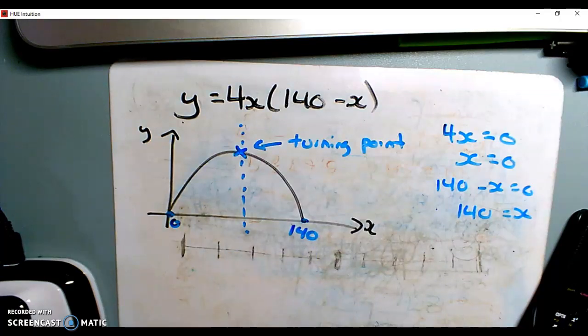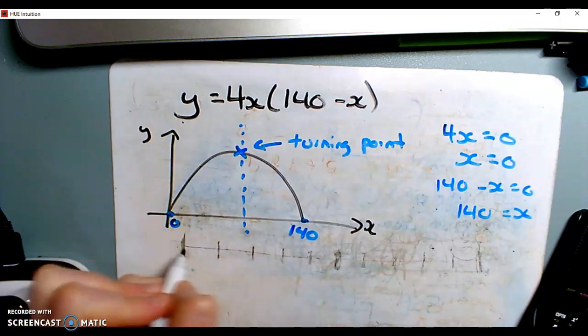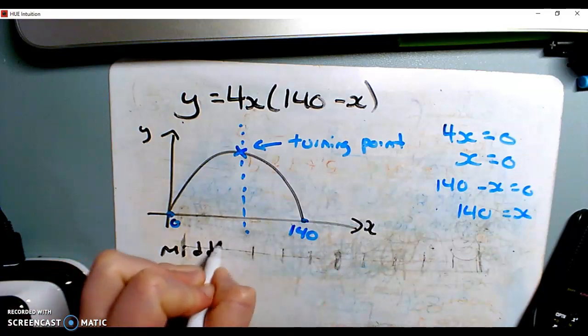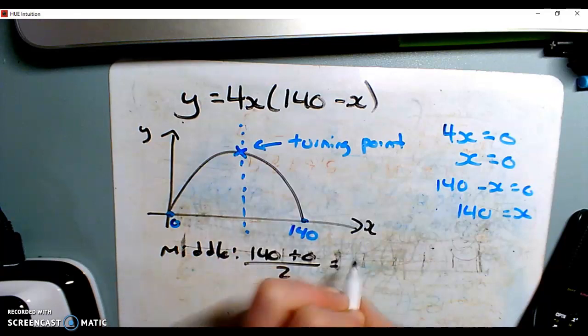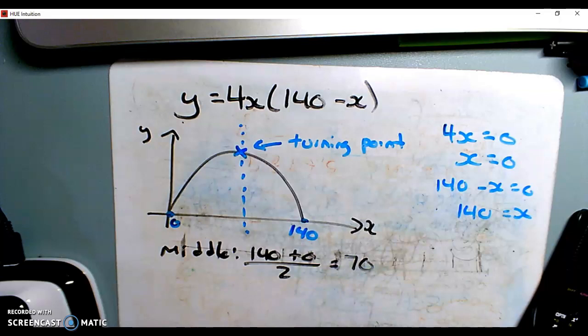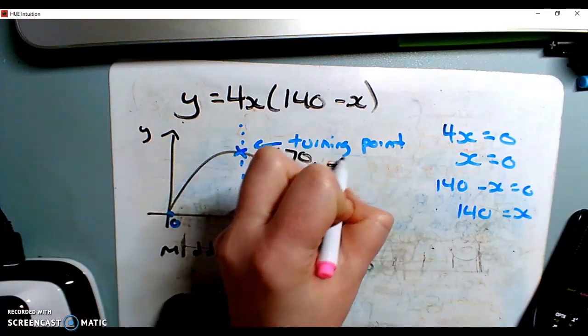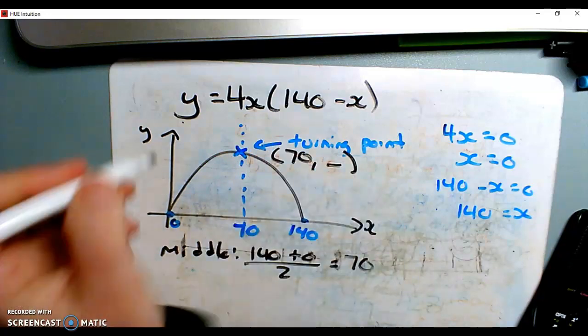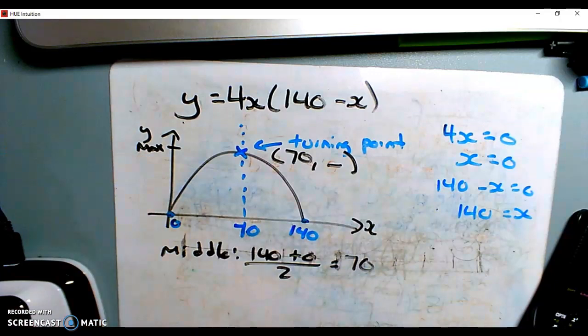So what we need to do is find the middle, and to find the middle of any two numbers, we add them. This one's nice and easy because it's 0, and then we divide by 2, so that's 70. So the middle value here is 70. So what that tells me is that my turning point is 70 something. And that something is obviously going to be the maximum height, which will then be the maximum profit.